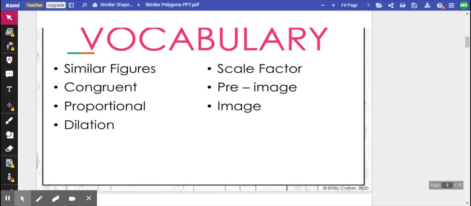The vocabulary we're going to be talking about throughout this presentation is listed in front of us here. All of these have been mentioned in prior videos. If you're unsure of any of these, please pause the video and use Google to look up definitions to any of these unfamiliar words, as they will be mentioned throughout this presentation.